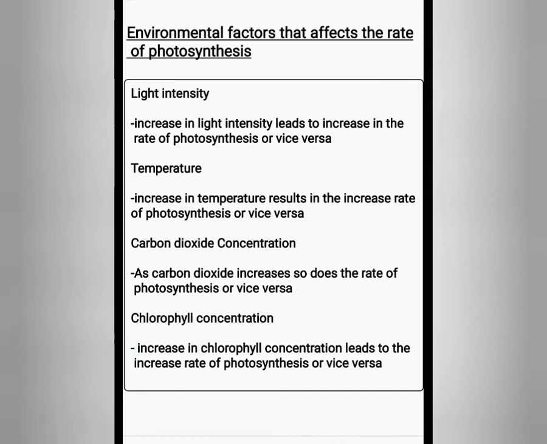An increase in temperature again results in an increased rate of photosynthesis, or vice versa. Then we have carbon dioxide concentration. As carbon dioxide increases, so does the rate of photosynthesis, or vice versa. So the last one is the chlorophyll concentration. An increase in chlorophyll concentration leads to an increased rate of photosynthesis, or vice versa.